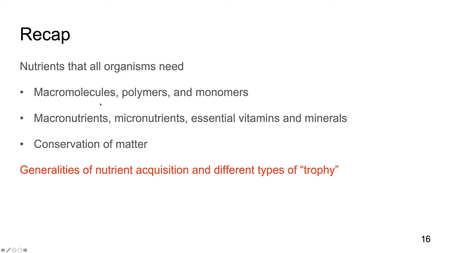And then we've talked about different types of macronutrients, micronutrients, or the essential vitamins and minerals that organisms need, and this idea of conservation of matter, and the fact that organisms can't create elements out of nothing, and that's why they need to consume nutrients in order to survive, to make up these different macromolecules. So this stuff is covered in a previous lecture.